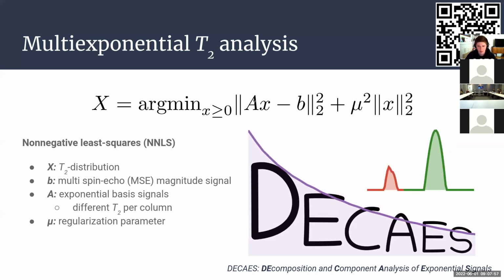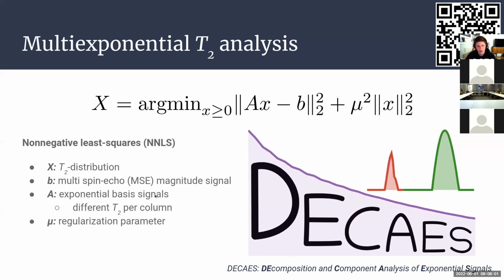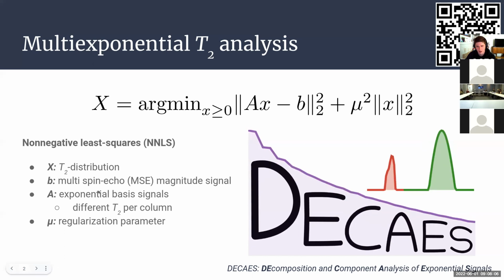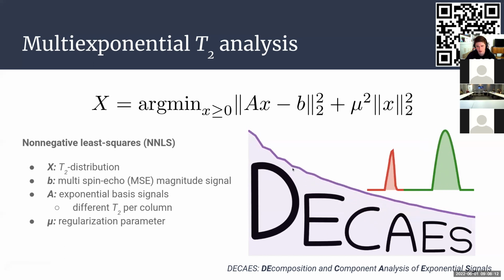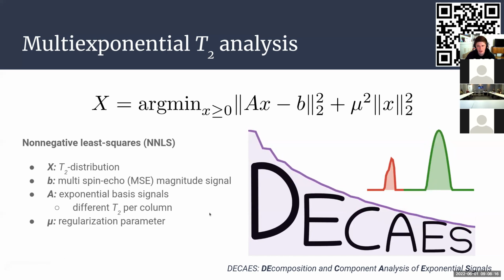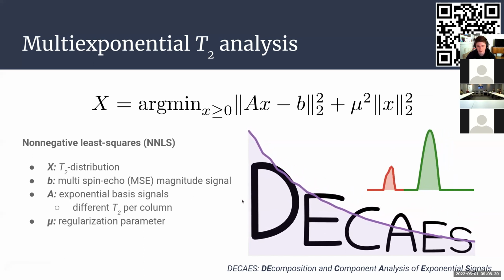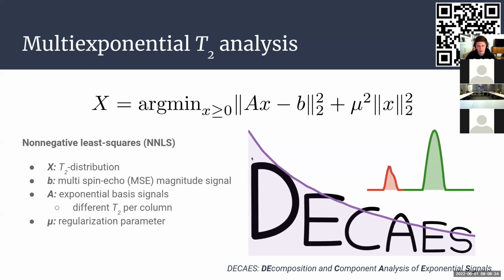The matrix A that we're projecting this signal onto is a matrix of exponential basis signals. More accurately, they're computed with the extended phase graph algorithm to account for some flip angle inhomogeneity and things like this. But you can think of them as simple exponentials with these little wiggles that help match up with the data better. And again, that's physically motivated. Each column of this matrix has a different exponential, or exponential looking EPG signal, and each one has a different T2.